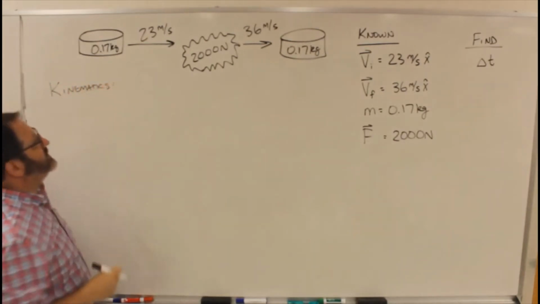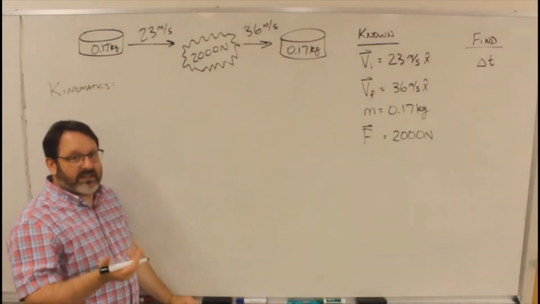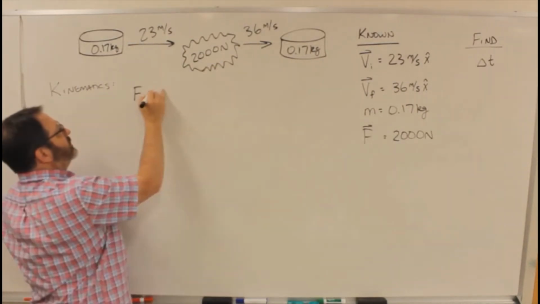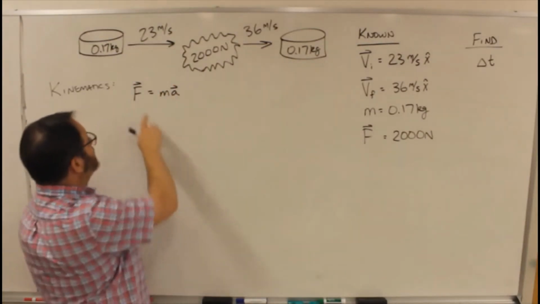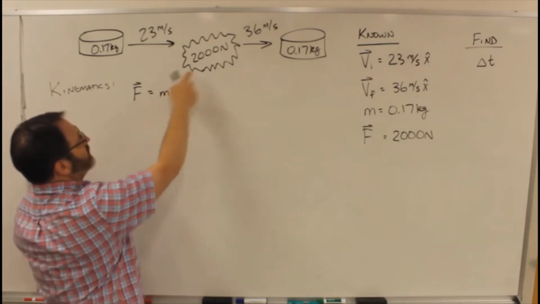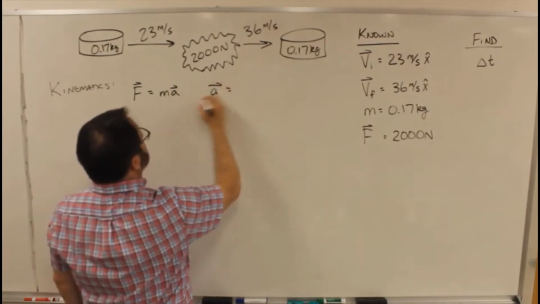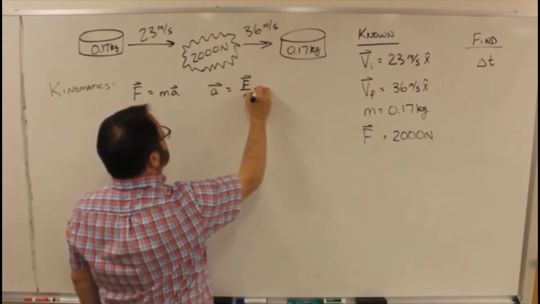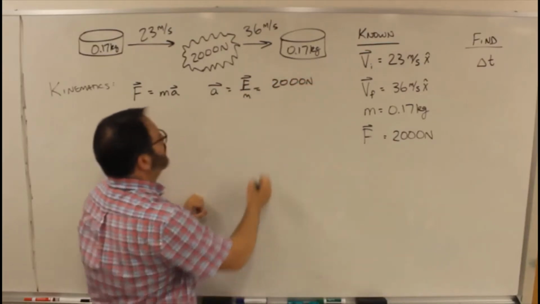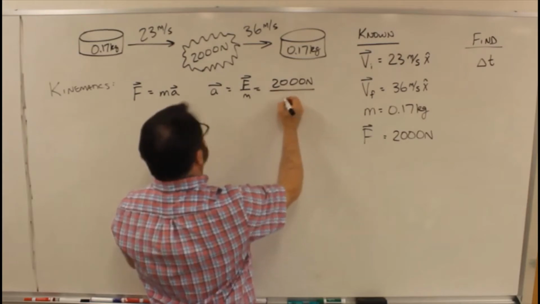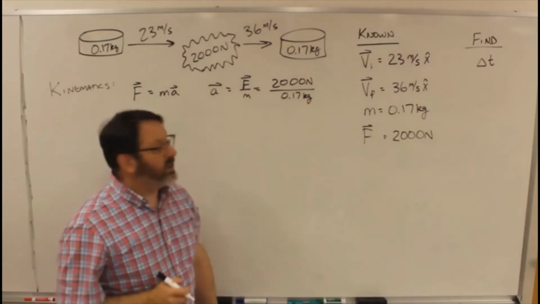So kinematics equations, well, we've got force. In kinematics, we need velocities and accelerations and things like that. So force equals ma. Force can give us the acceleration. We know the mass, and we know what the force is. So acceleration is the force over the mass. So that's 2,000 newtons over 0.17 kilograms. That's got to be what the acceleration is.